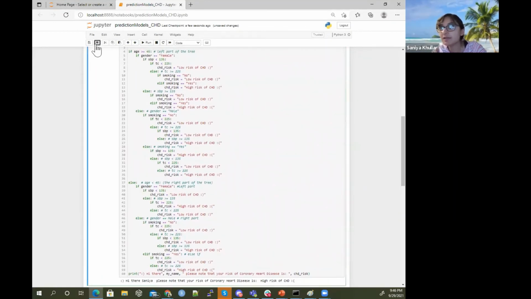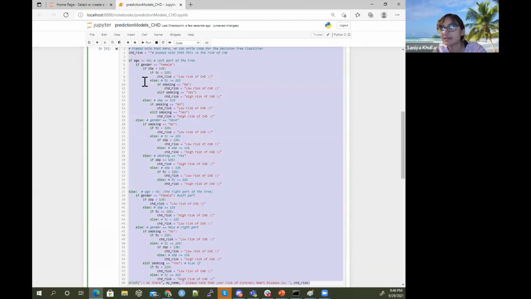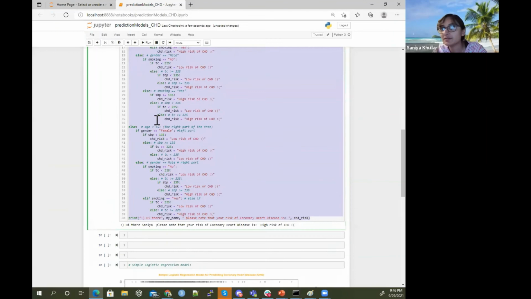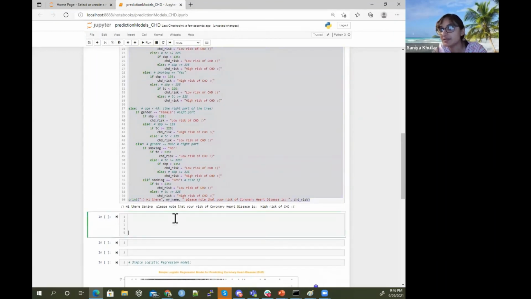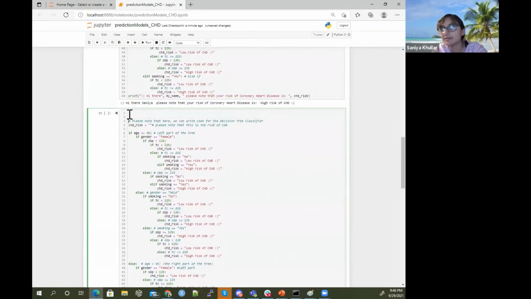So you can automatically also just put this directly in a function so you don't have to keep running this again. So if you want to put this in a function right here, all you have to do is you can call it a definition, CHD risk prediction decision tree.